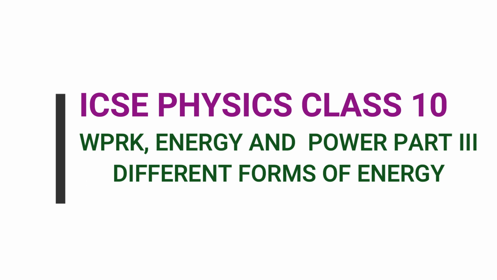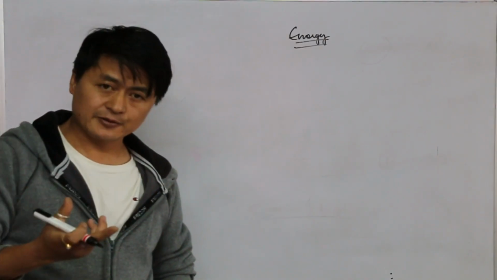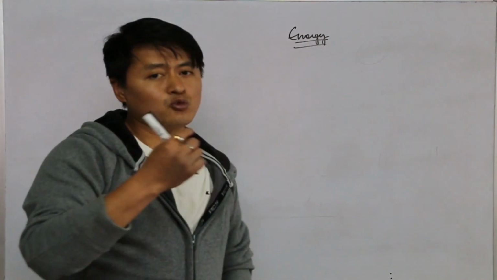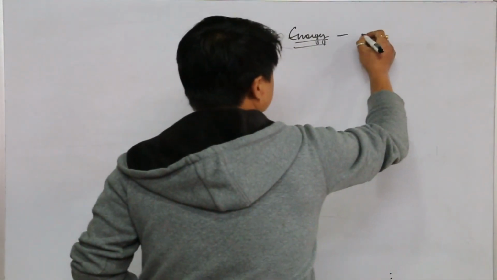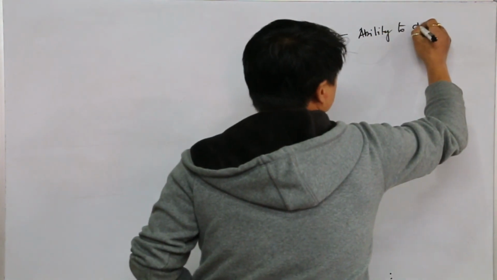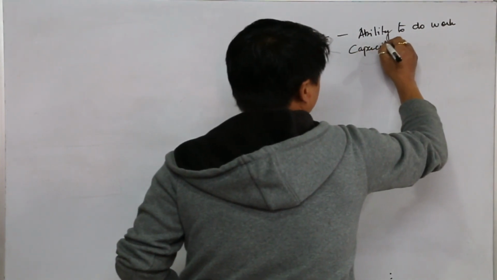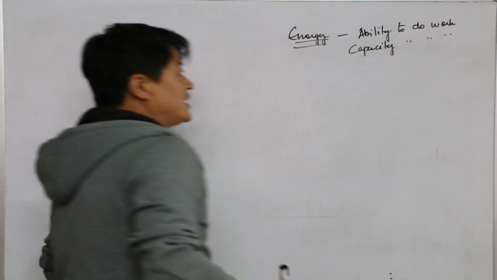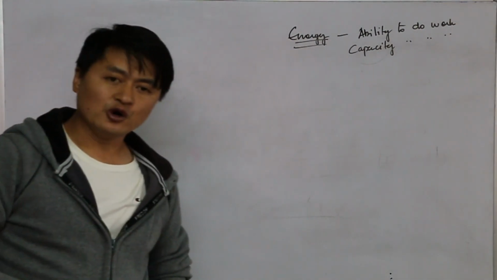So when we do small work we require energy, like I'm speaking, I need energy to speak. In order to move my hand also I require energy. So to do small work also we require energy. So we can say that energy is the ability to do work or capacity to do work. Energy is defined as the ability to do work or it is a capacity to do work.